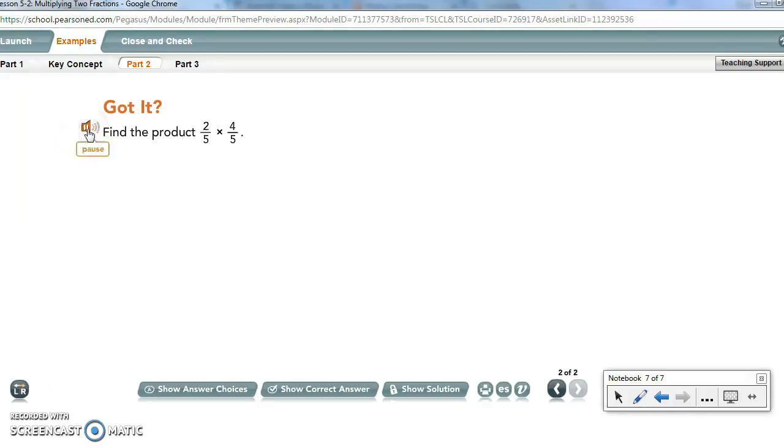Find the product 2/5 times 4/5. Go ahead and try this on your own. Freeze your screen, try it, and then I will walk you through how to solve this answer. Go ahead and freeze your screen.